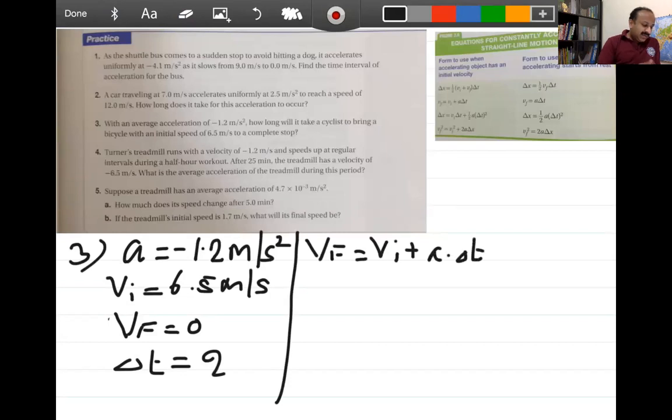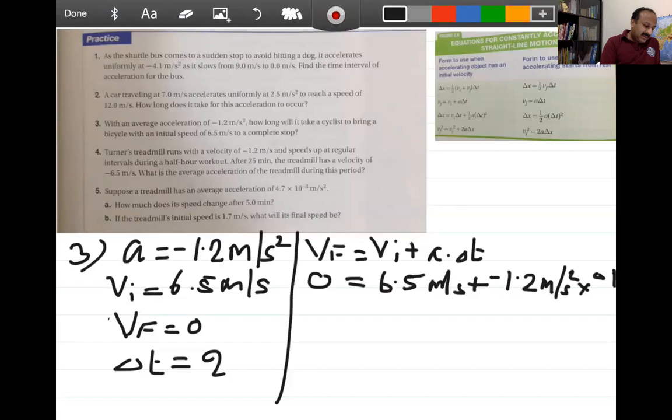And since here your Vf value is 0, you can substitute the values. So Vf is 0, you can write 0 equal to Vi, which is 6.5 meter per second, plus the value of acceleration, minus 1.2 meter per second square, times t. So that's the one you need to find out, delta t. Okay, delta stands for that time duration, that's all. This t. I'm just writing t, there is no space over there, so t.